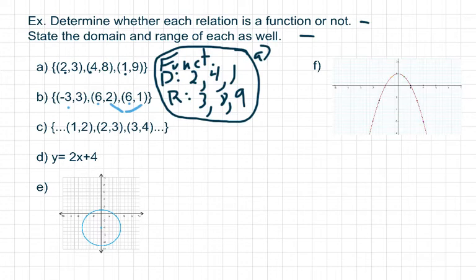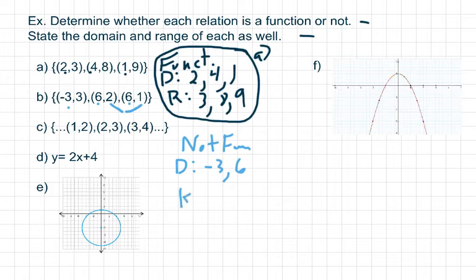And the definition of a function says that an x value can only have one y value. Well, this x value of 6 has 2 y values. He is definitely going to be in trouble here. So it is not a function. And our domain looks like it's -3, 6, right?